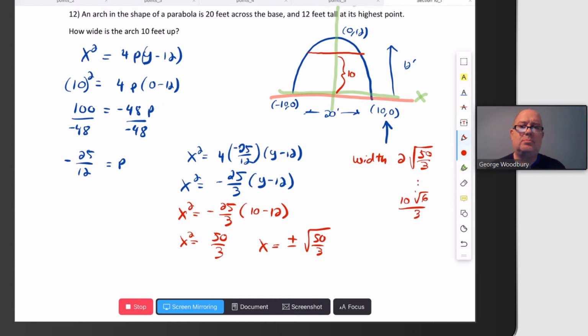But since I'm just approximating this, I can go to the calculator. What I want to do is find the square root of 50 thirds, and the opposite of the square root of 50 thirds. And then I'll subtract those two to get my approximate distance.